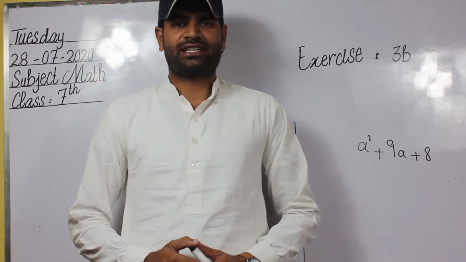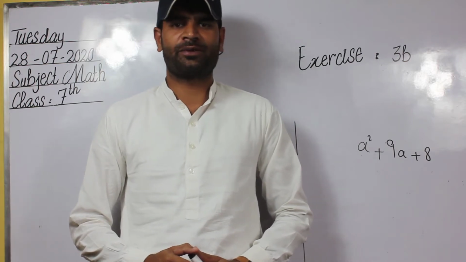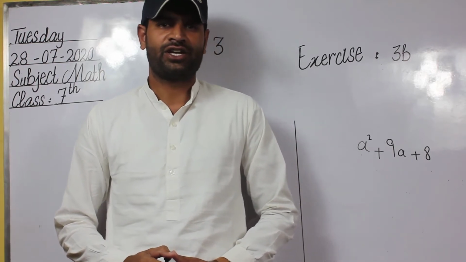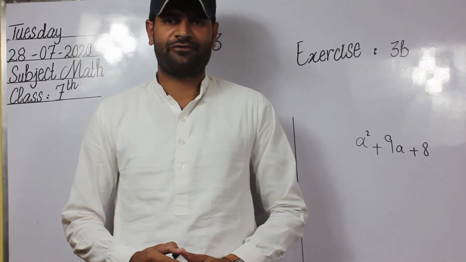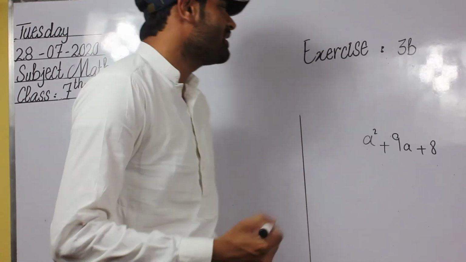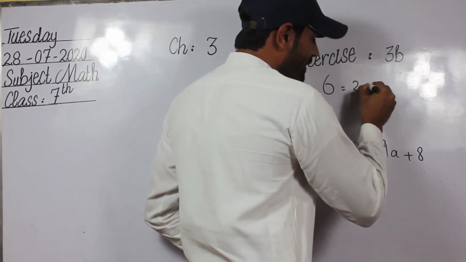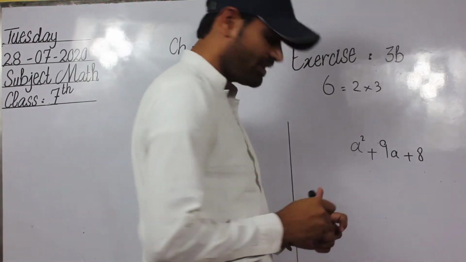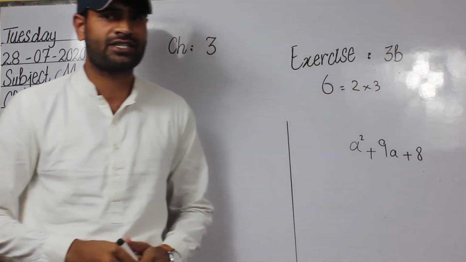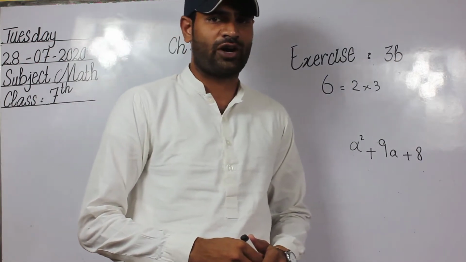Today we start exercise 3B of 7th class and it is a very important topic, factorization. We solve the quadratic equation by factorization. So first we know what factors are. If I have the number 6, its factors are 3 multiplied by 2. So I convert 6 into factors. But in this exercise we make the factors of quadratic equations.